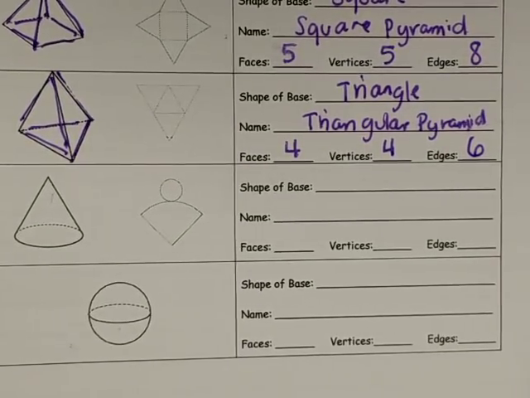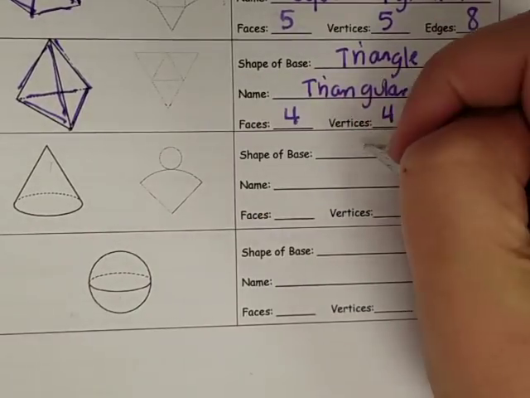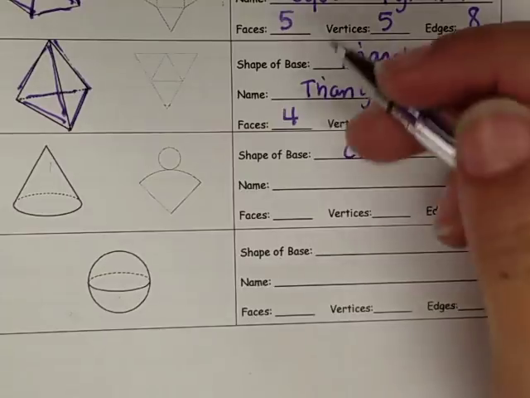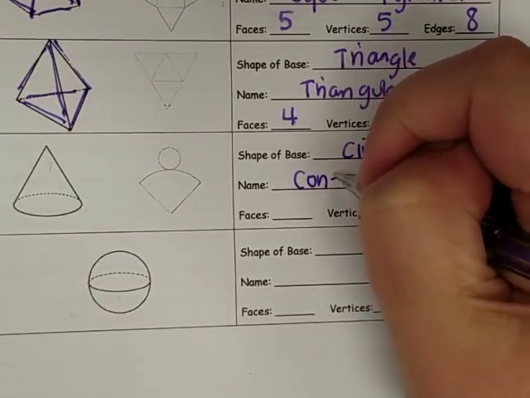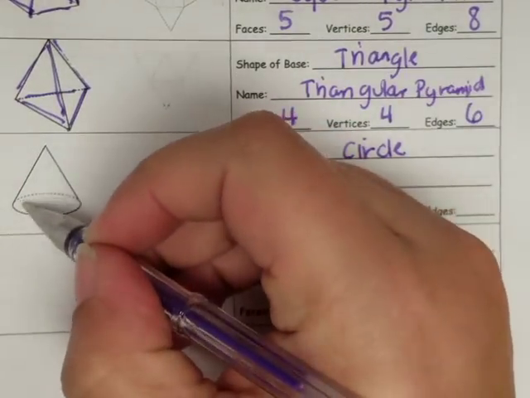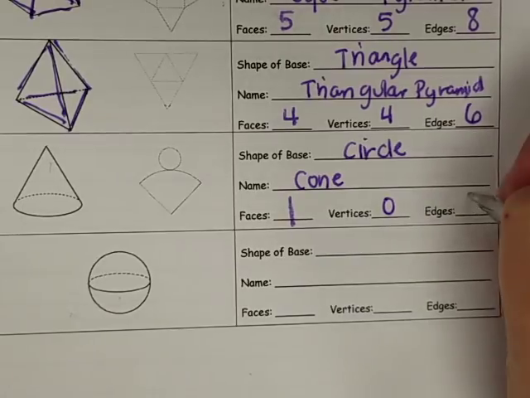All right, our last 2 shapes. So the base shape of this is a circle, but this one's going to be called a cone. It kind of looks like an ice cream cone. All right, the number of faces is 1 because you only have 1 flat surface, and then there's no vertices and there's no edges.